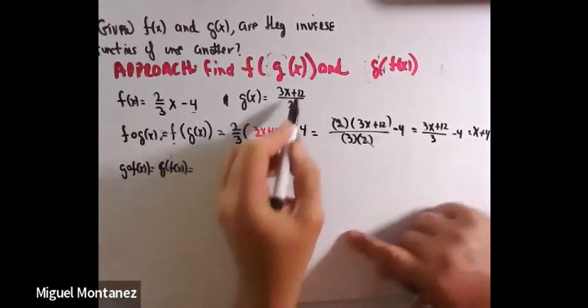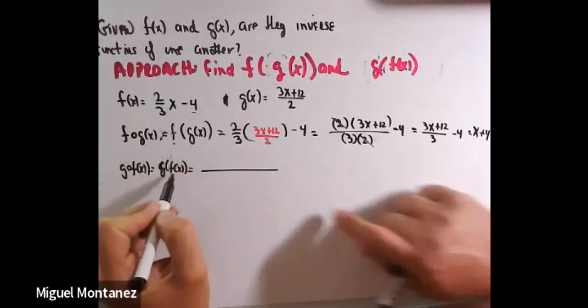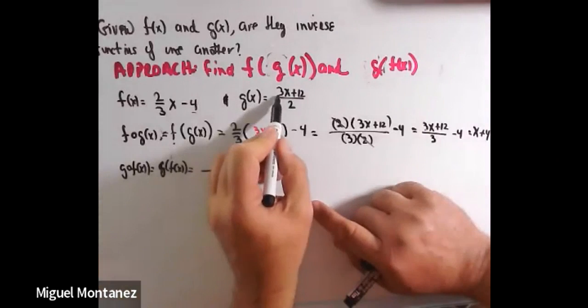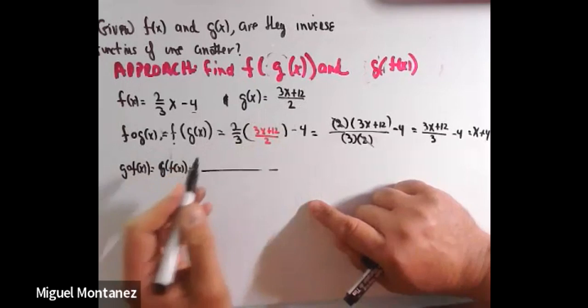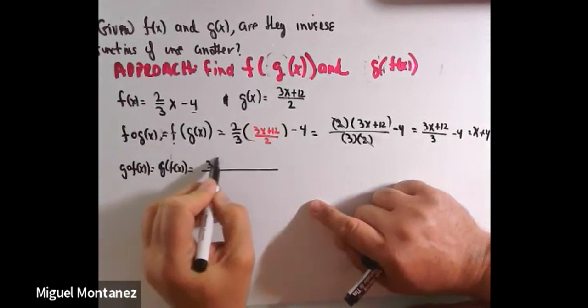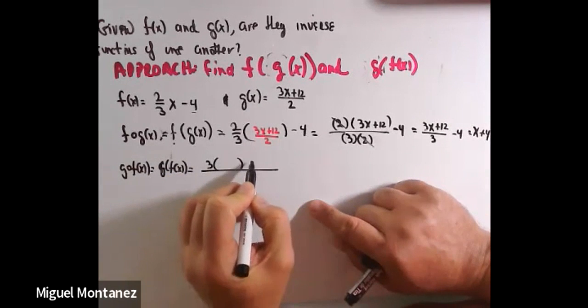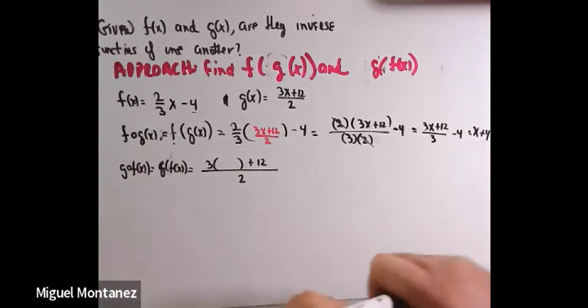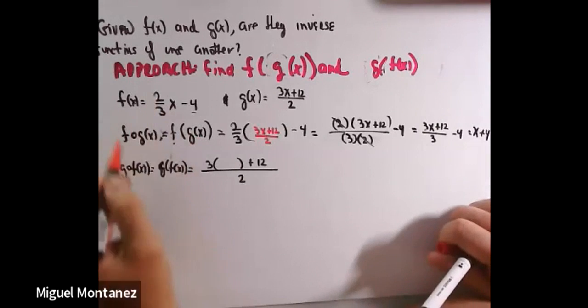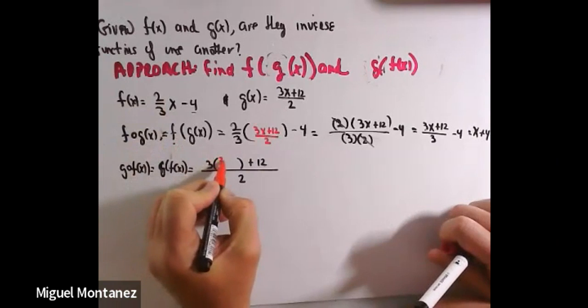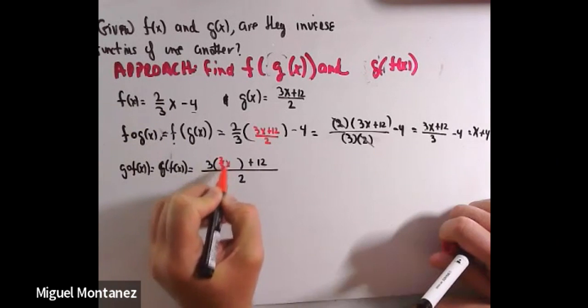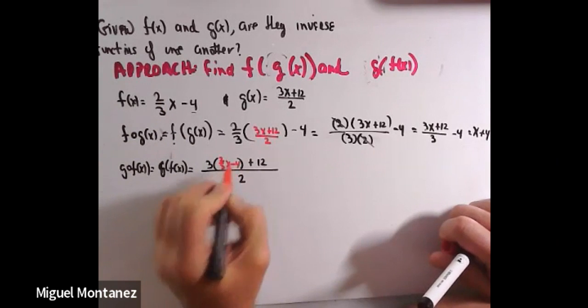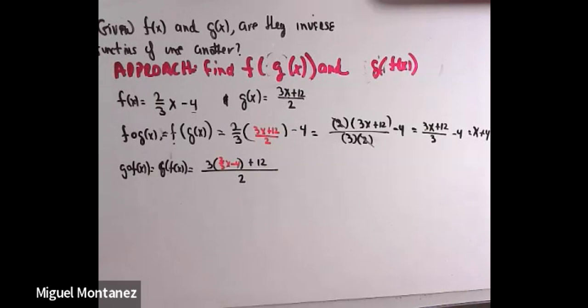Now, g is my outside function. F is the inside. So g says 3 times input plus 12 divided by 2. 3 times the input plus 12 divided by 2. But what is the actual input? The f function, that will be 2/3 x minus 4. Okay.